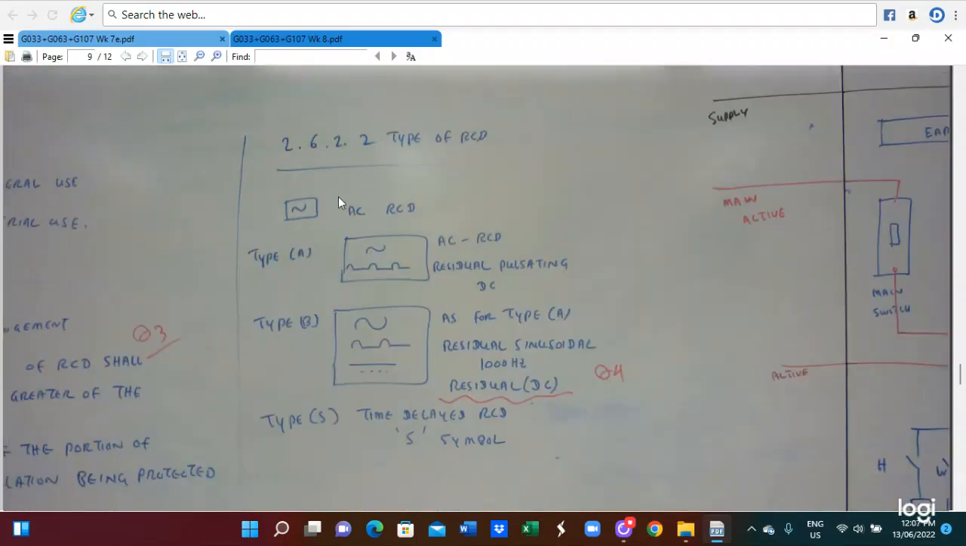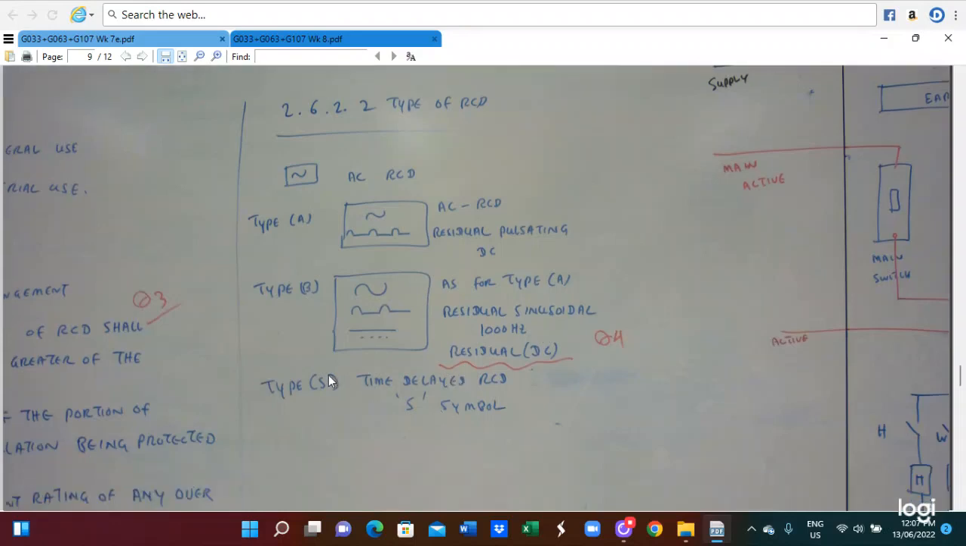So this is the AC RCD. AC RCD with residual oscillating DC. Here, this is S for type A, and residual sinusoidal and residual DC. And here is a time delay with the S symbol. So this is for the types of the RCD.